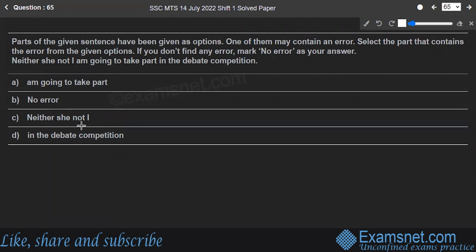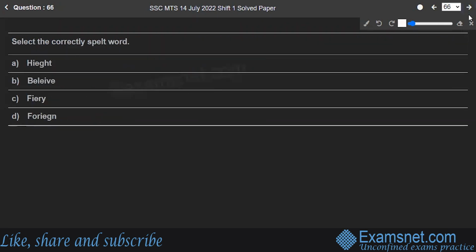Yes, when you read it, you spotted it absolutely correct. Here, not should be replaced by nor because neither is always followed by nor. Right? These are called the correlative conjunctions. These are the conjunctions which are used to illustrate how two words or phrases within a sentence relate to each other. So neither will be accompanied by nor, and option C is the correct answer to the question. Neither she nor I am going to take part in the debate competition. Hope you're clear. Next is question number 66.